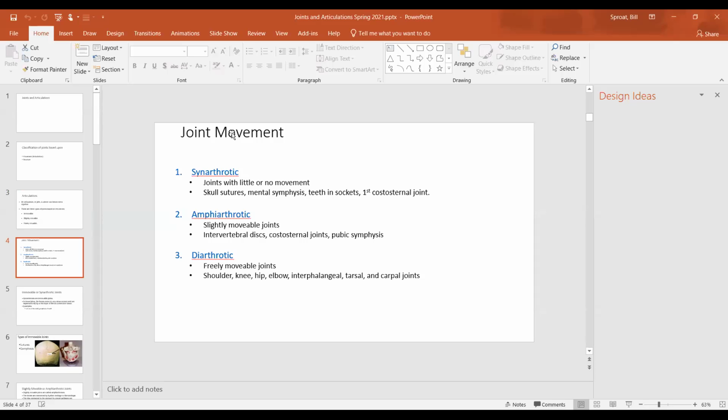Synarthrotic joints that have no movement are the suture lines in our skull. That's a good example there. The mental symphysis, the junction of our mandible where it comes together. No movement there anymore. The teeth in our sockets, believe it or not, those are joints. And our teeth are embedded in our sockets very tightly.